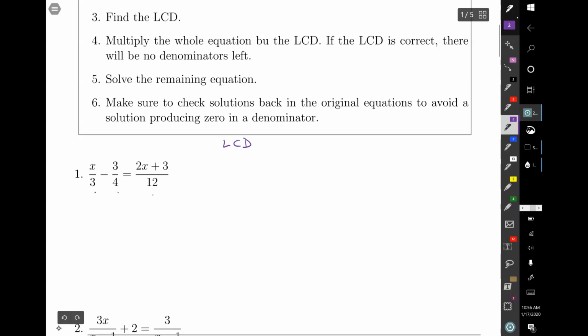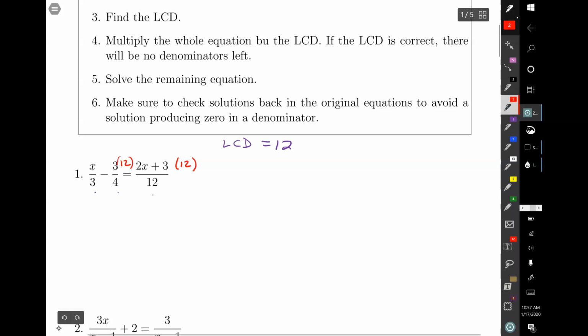And really it's just going to be 12. So I want some number that all those divide into evenly without a remainder. So the LCD is 12. So I'm going to multiply everything by 12. So this is an equation, and that's why we can do this.